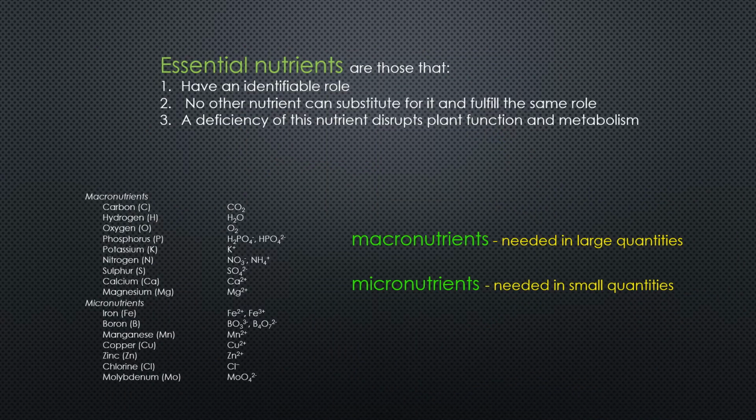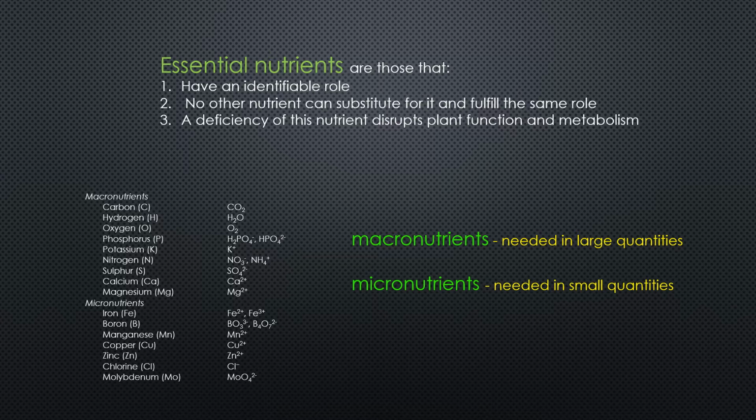So our nutrients, in particular those that we call essential nutrients, are extremely important for the plants. They have a specific identifiable role. And when we talk about essential nutrients, we mean we can't substitute something else for that particular nutrient and have that same role filled. So when the plant is deficient in any of those essential nutrients, then it's unable to function, and it's usually a breakdown in its metabolism and the plant dies.